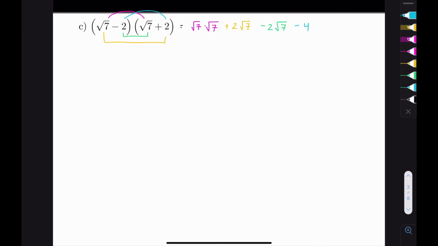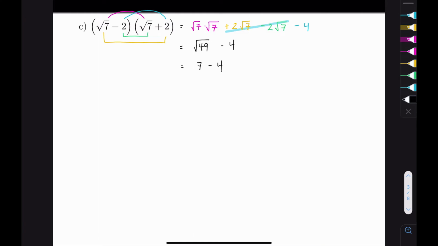So if you notice, the outer and inner terms happen to be exactly the same thing, but opposite in sign, so those cancel each other out. So what we end up with is square root of 7 times square root of 7. We can combine that under a single radical. So 7 times 7 is 49. And then we have minus 4. But square root of 49 is a perfect square. It is 7.